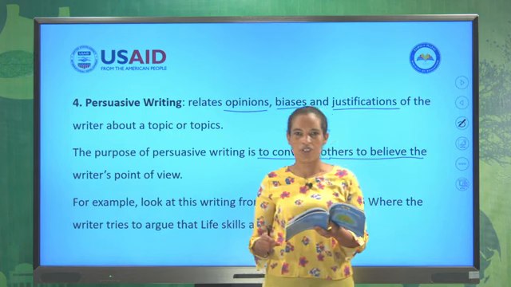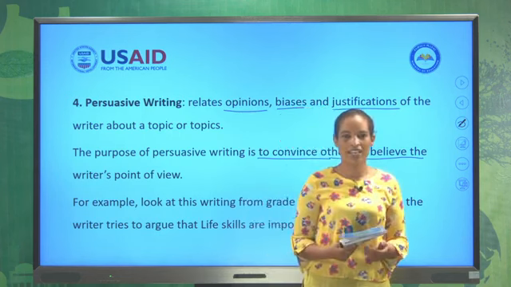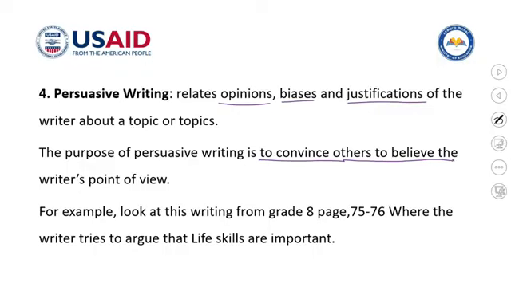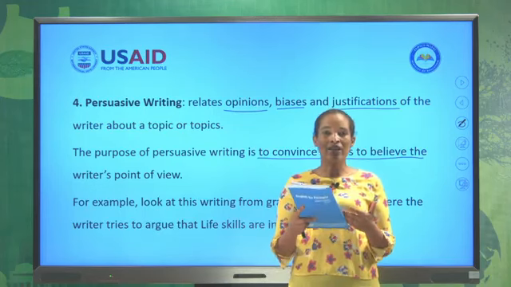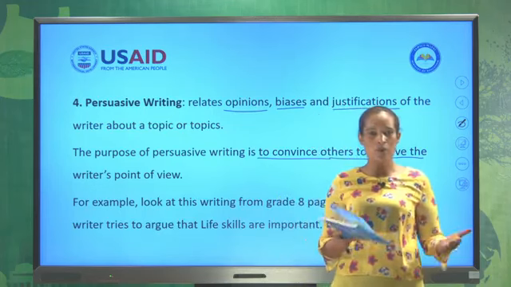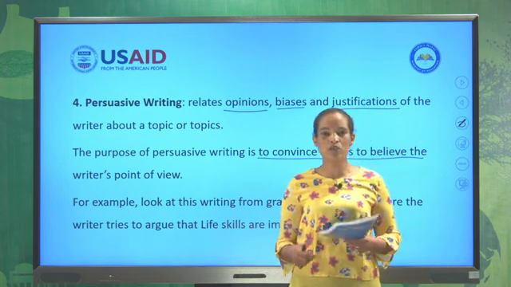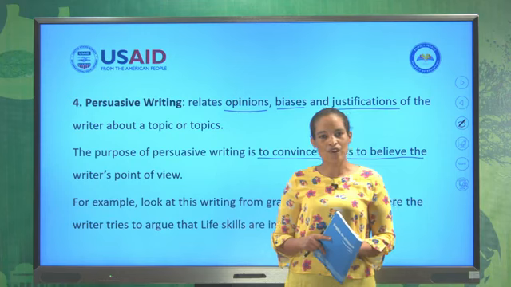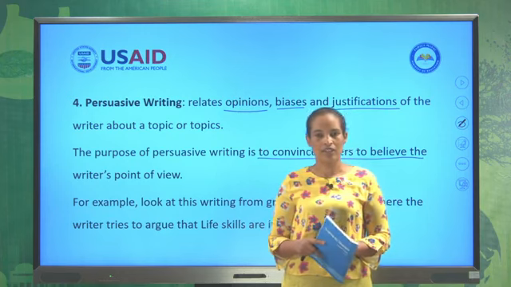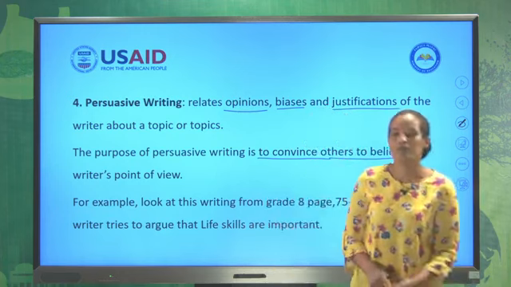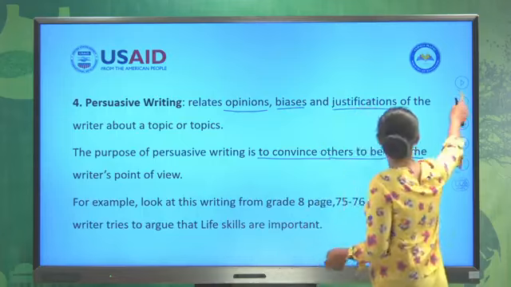It continues. You can read the rest of the paragraphs. In this type of writing, you can see how the writer is trying to convince, to persuade the reader how important life skills are. So we can make our students practice such type of writing. Good. Teachers, let us continue.